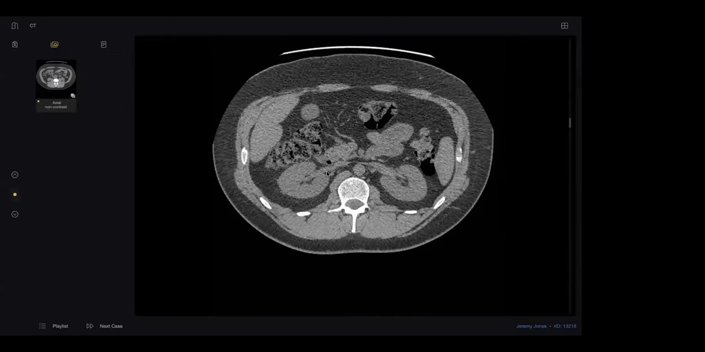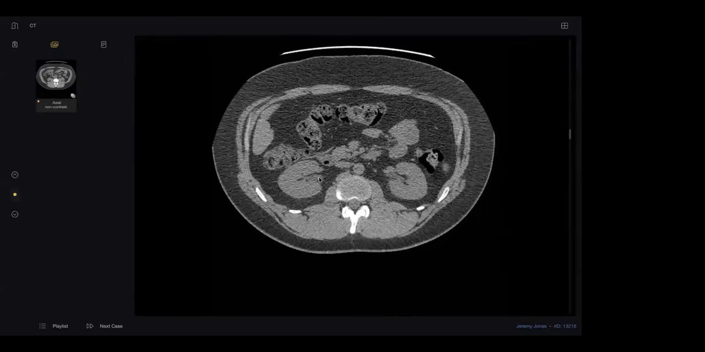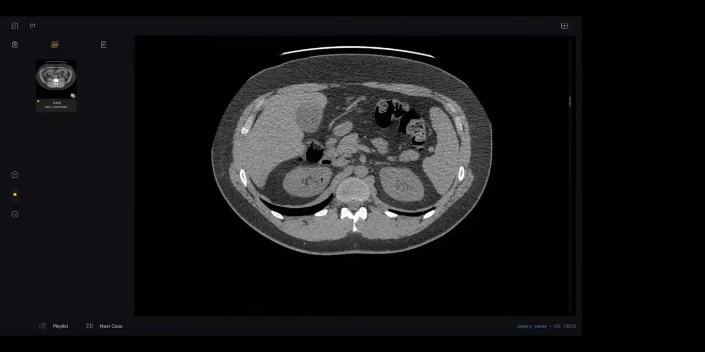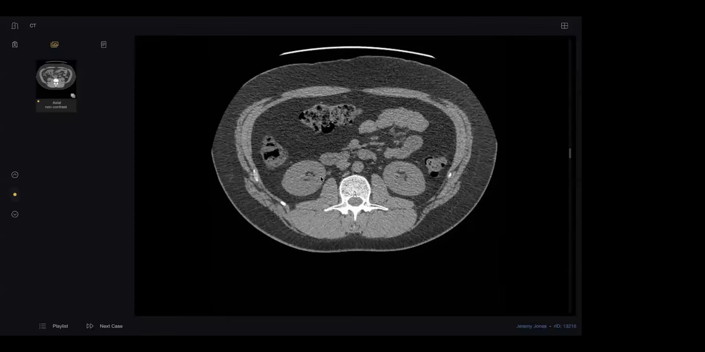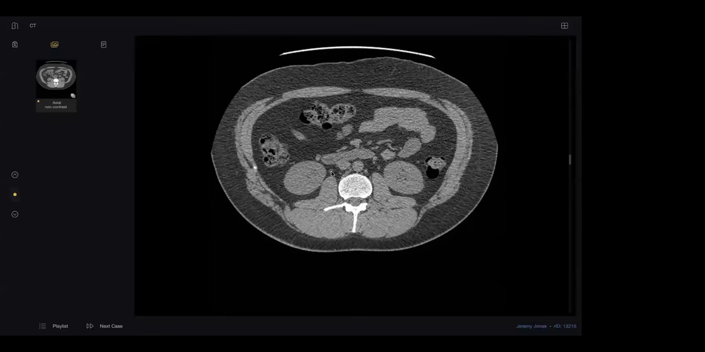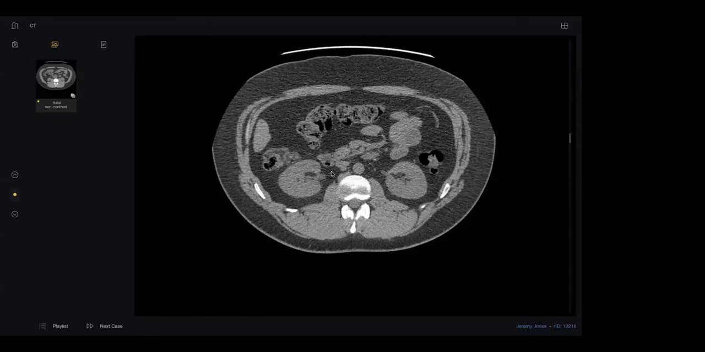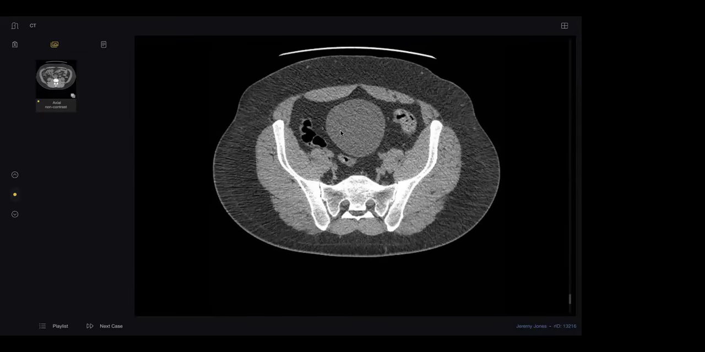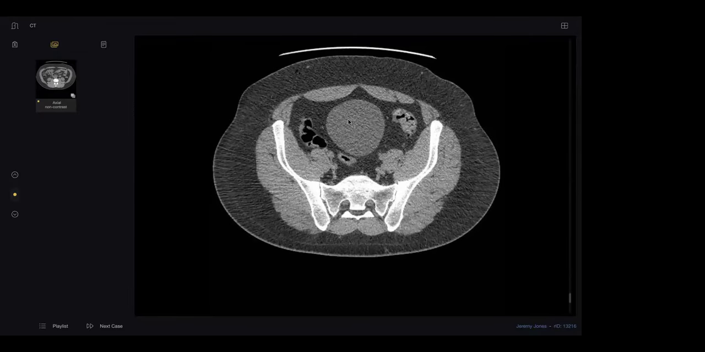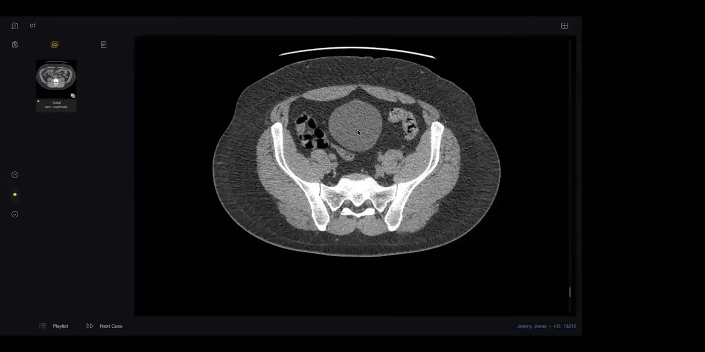Excellent. Now, as I keep scrolling down, we see this tube coming out of the kidneys. What tube is that? Ureter, well done. And if we follow the ureter down, what does it go into? What is this here? That's your bladder. Excellent. Very well done.